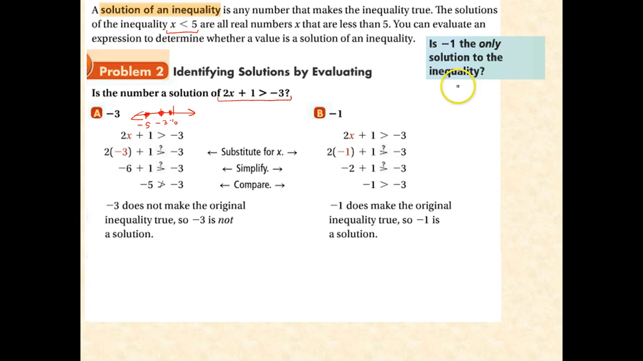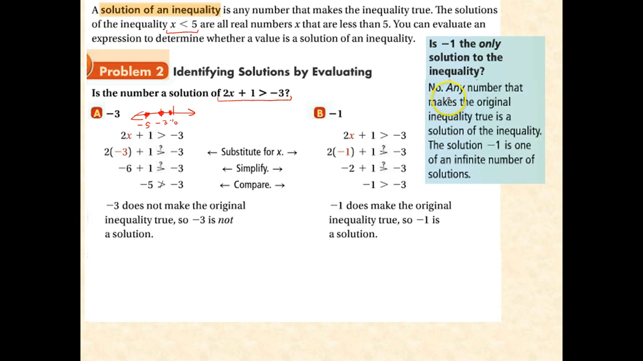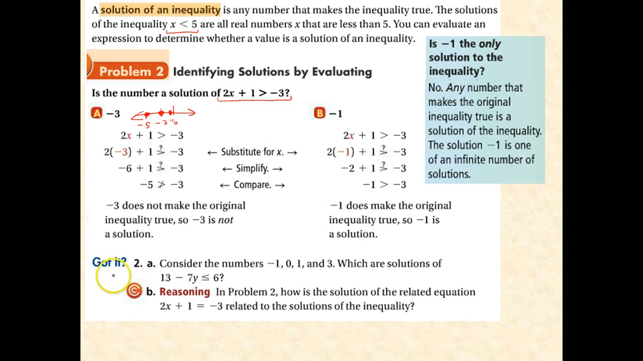Is -1 the only solution? No. Any number that makes the original inequality true is a solution to the inequality. This is just one of an infinite number of solutions. Basically, you can pick a number that's higher than this because we're going greater than. Pick a number that's higher than -1 and it's pretty much going to be a solution. If you pick like 5, 2 times 5 is 10, 10 plus 1 is 11, and that's greater than -3. So there's an infinite number of solutions to this inequality. So consider this question and see if you can do that.